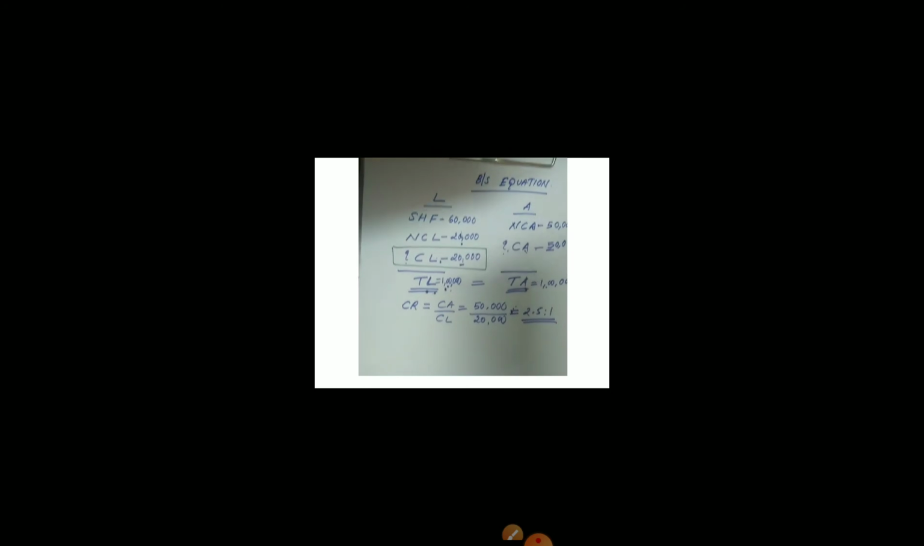Okay. So this way, from the known figures, we can calculate the unknown figures. So this is the explanation of this question. Okay. Now we'll go to another question.